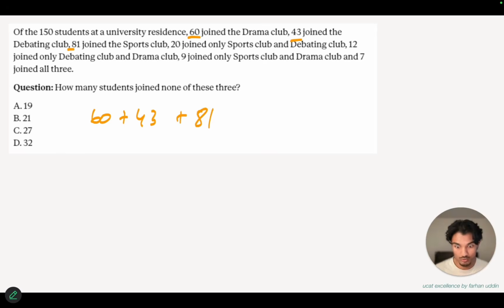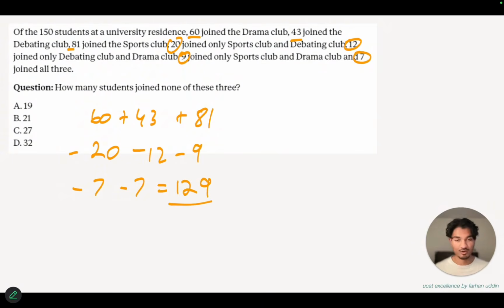So what do we do? We subtract the ones that we've double counted. So we've double counted one count of 20, one count of 12, and one count of 9. So minus 20, minus 12, minus 9. And then we've triple counted this 7. So we subtract 7, and then we subtract 7 again. And then that gives us the answer of 129. So what is this representing?